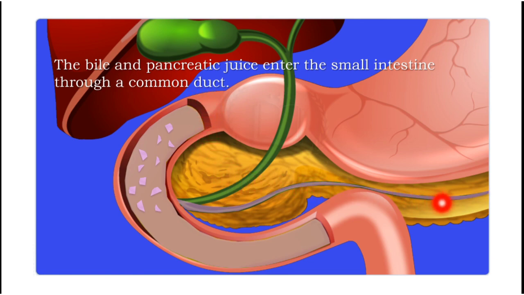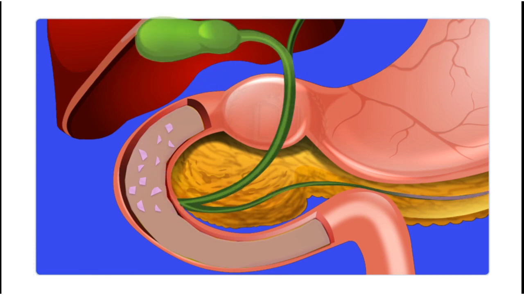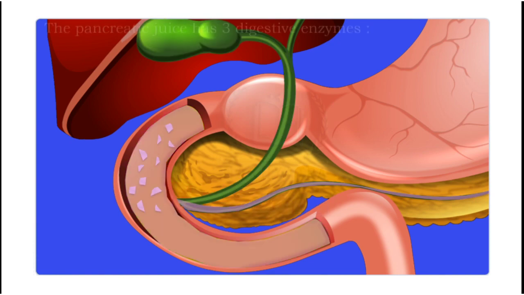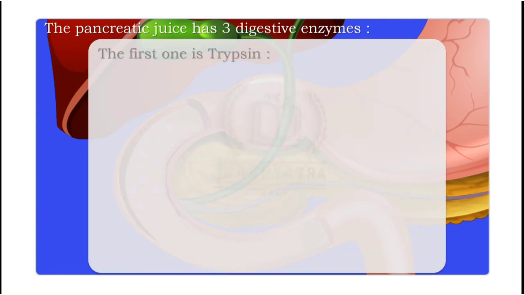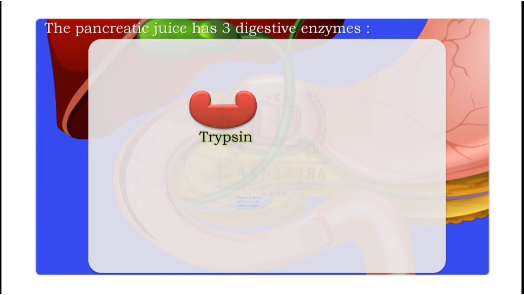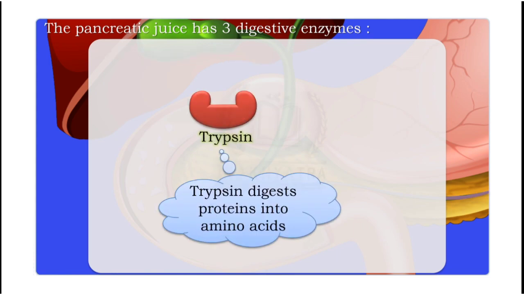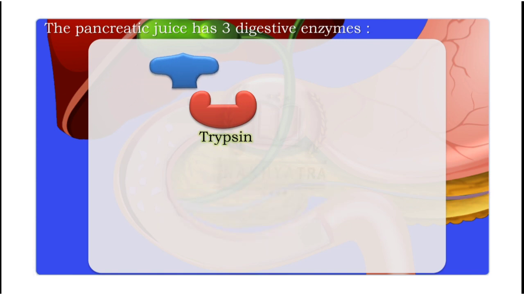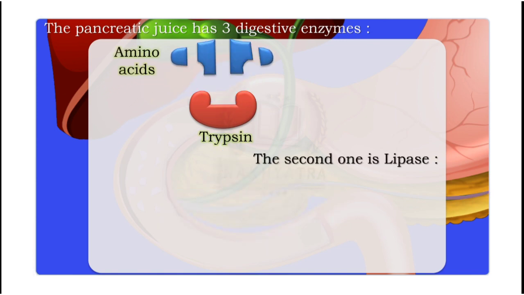Pancreatic juice and bile juice enter the small intestine through a common duct. Can you see here? Well, the pancreatic juice has 3 digestive enzymes. So let us see here. The first one is trypsin. So trypsin, it digests proteins into amino acids.